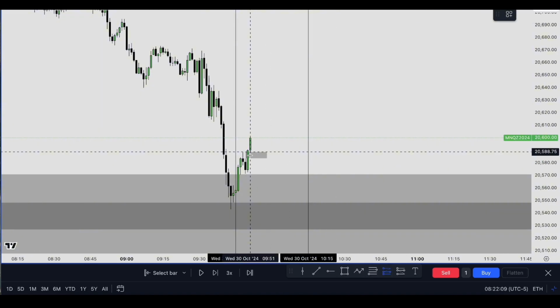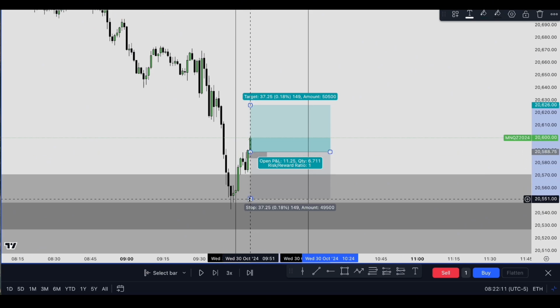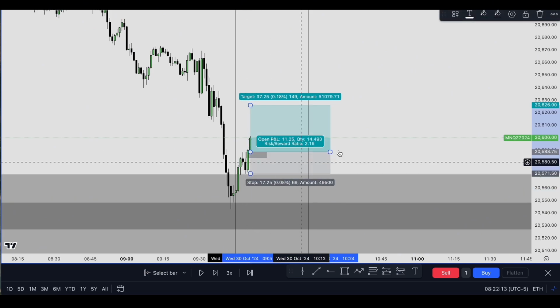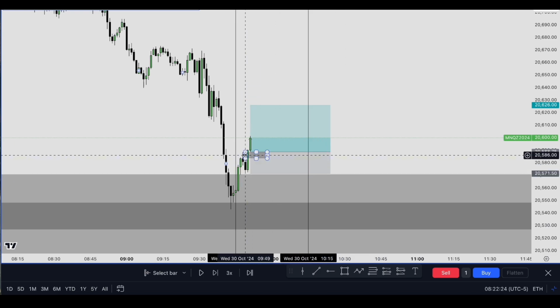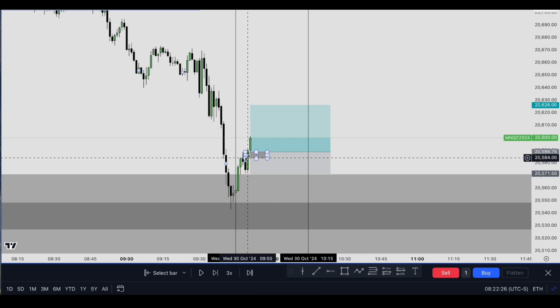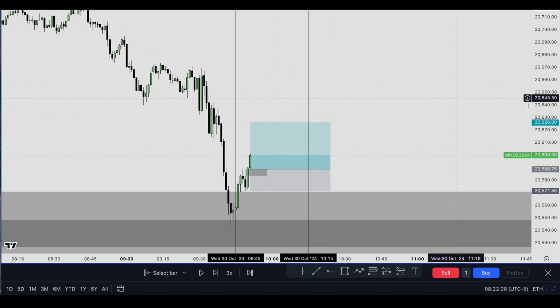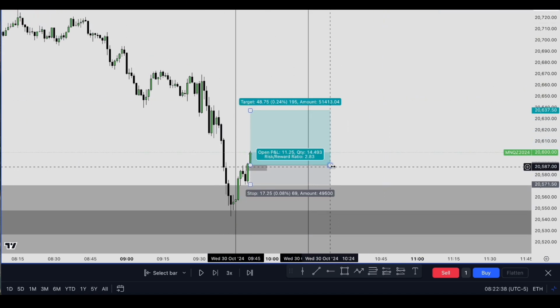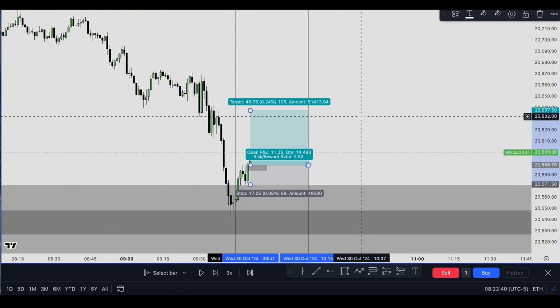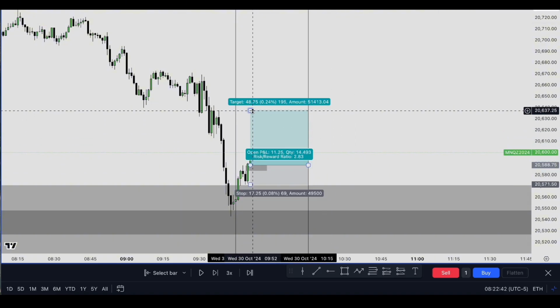Entry literally on the edge of the fair value gap, stop loss below a swing low. So price shouldn't go below here. It should respect this order block and FVG and push higher. It's a valid stop. TP1 is usually at the first short-term high. Usually this is around 30 points or so. In this case, it's actually 48 points.